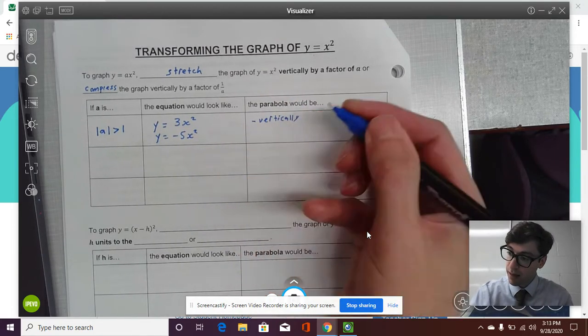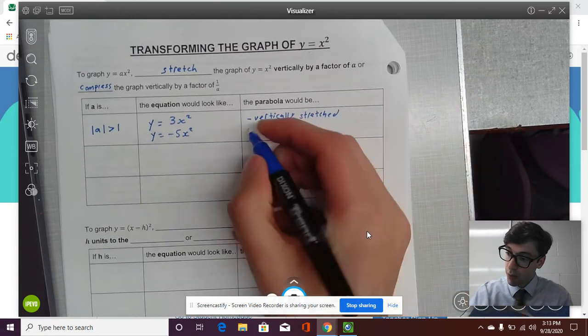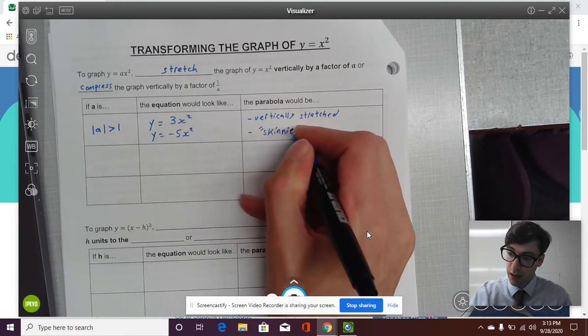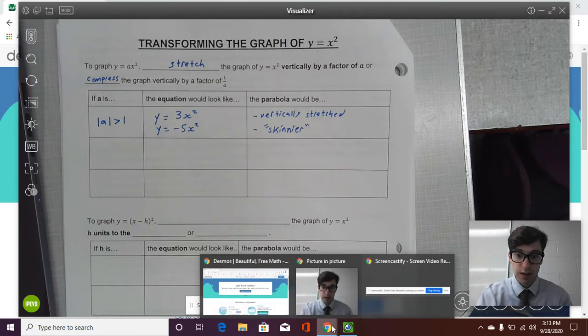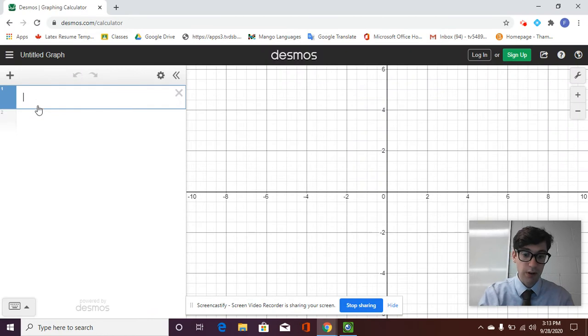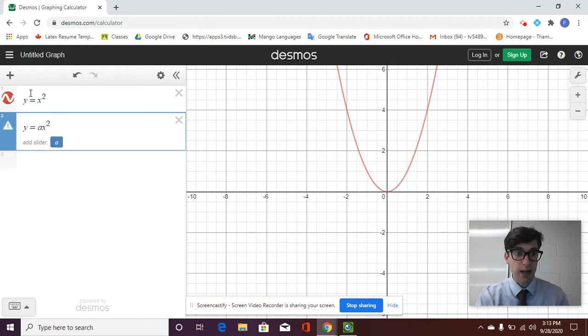That's kind of our mathematical language. But what it's really going to look like is skinnier than normal. That's kind of an everyday or colloquial way to explain it. And I'm going to show you what I mean on Desmos. We're always going to start with our parent graph, which is y equals x squared. That's the red graph. Now we're going to look at what happens when I change that a value. In our parent graph, y equals x squared, the a value is 1. We don't see it, but it's 1.